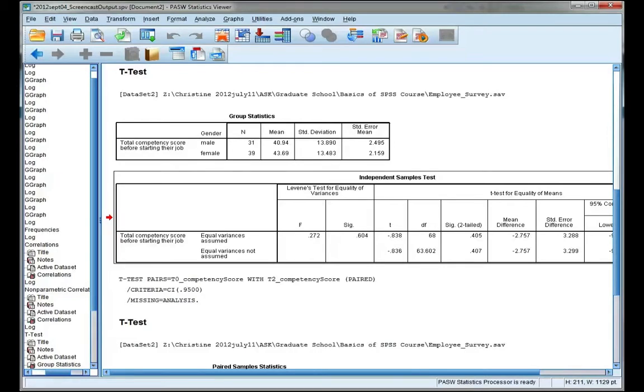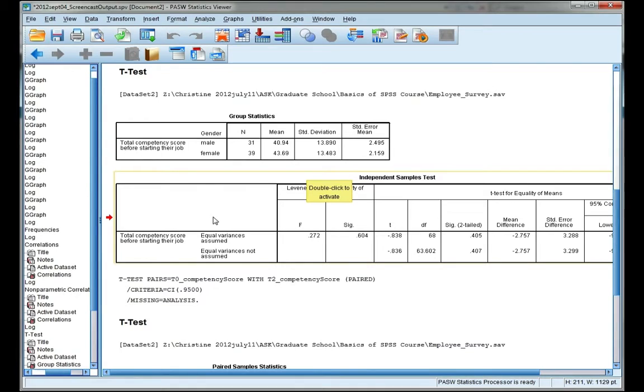Alright, in this video we're going to look at interpreting the output of an independent samples t-test. If you remember from the previous video, we were comparing the mean total competency score of males and females, and this competency score was taken before starting their job. We can see there were 31 males and 39 females in the sample, and the mean for males is slightly less than for females. Their standard deviations are about the same.